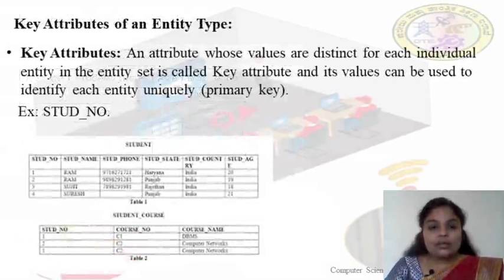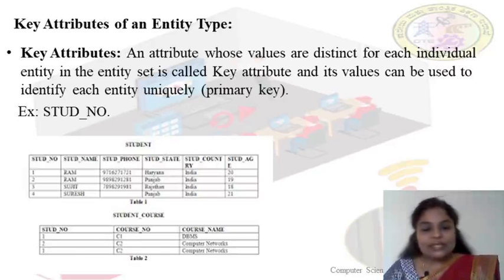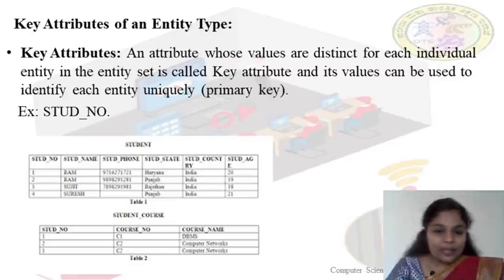First, what they are telling here is key attribute. I'll just read out the definition first, then I'll come to the explanation. An attribute whose values are distinct for each individual entity in the entity set is called what? Key attribute. And its value can be used to identify each entity uniquely. I'm sorry, the diagram is kind of blurry here. I hope it is manageable.